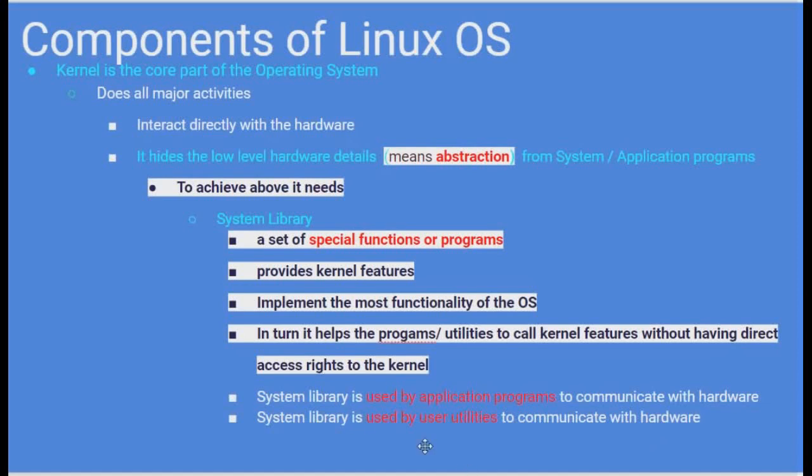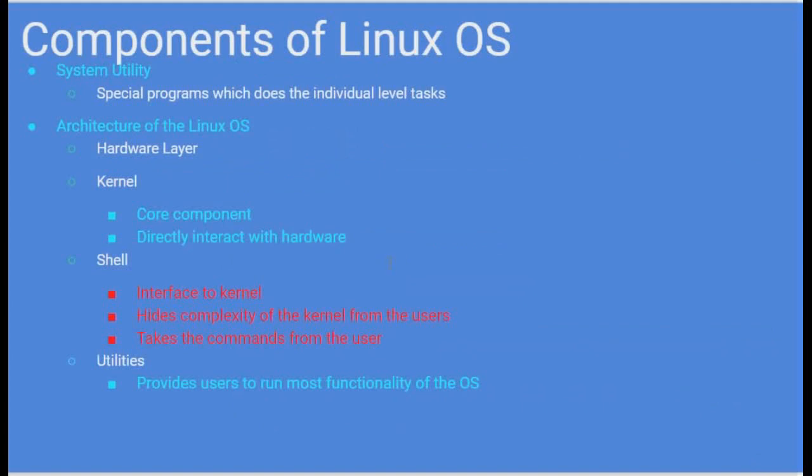The system library is used by each and every, or most of the, application programs, and it is used by user utilities. In turn, it helps application programs or user utilities communicate with the hardware. Components of the Linux operating system: what are system utilities? System utilities are a set of special programs which do individual level tasks.